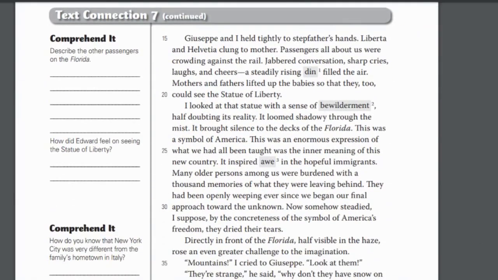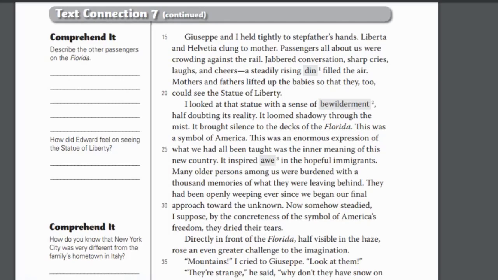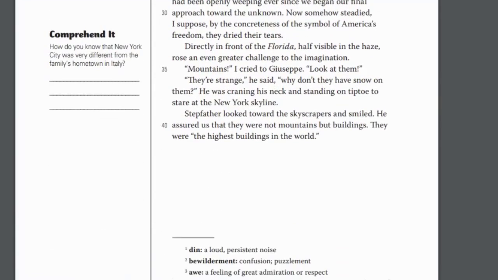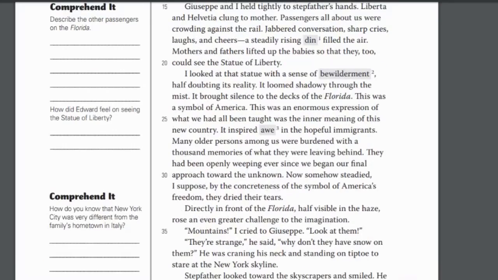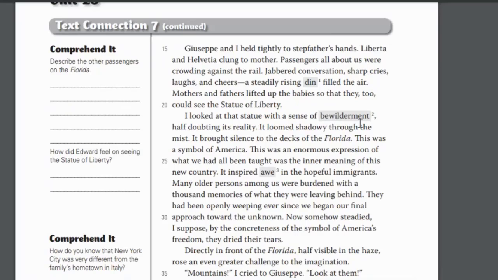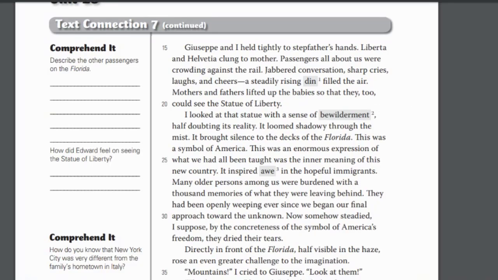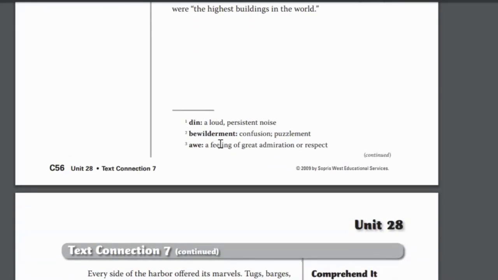Our first one is the word din, D-I-N, and you'll see that it has a markup here which indicates that we can find the meaning of the word din in the footnote at the bottom. Number 1 is a loud, persistent noise. Din. Okay. Our next one is bewilderment. I looked at that statue with a sense of bewilderment. And our note up here is number 2. Bewilderment means, if we go down, confusion or puzzlement.